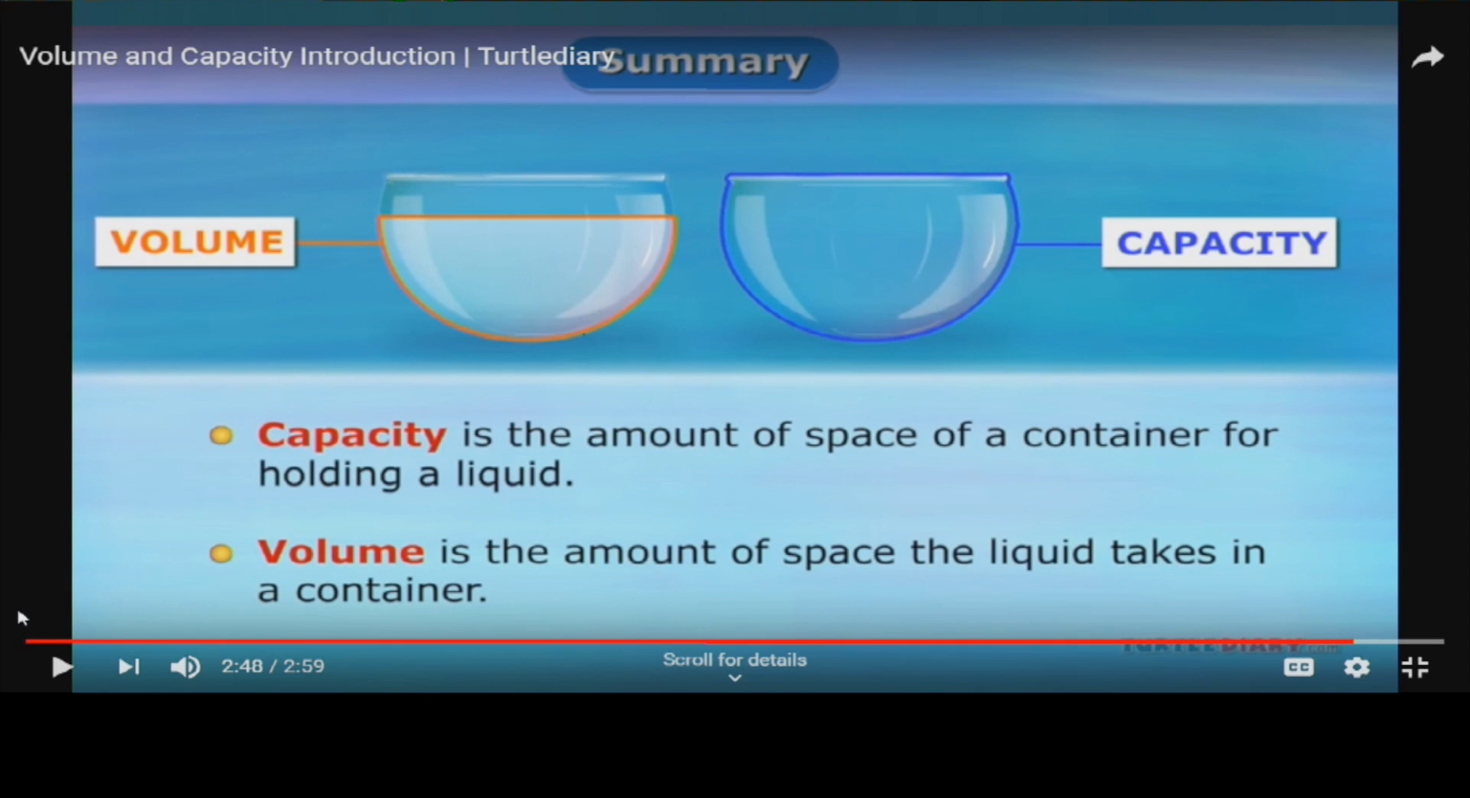So all together, guys, capacity is the amount of space of a container for holding a liquid. And volume is the amount of space the liquid takes in a container. Any questions? No. Okay, now what we'll do, we'll move on.